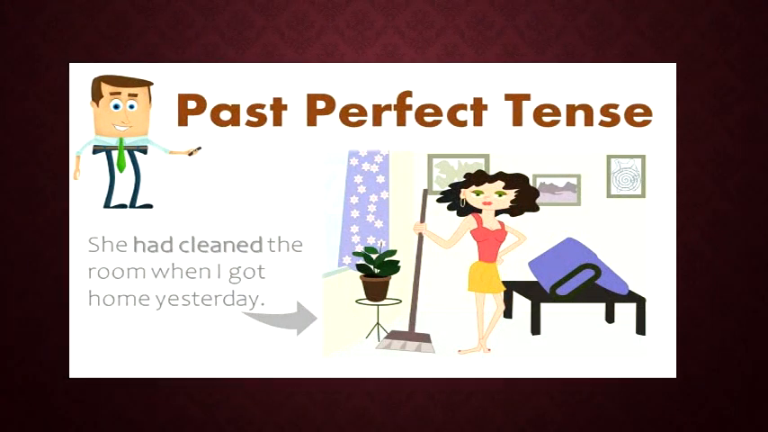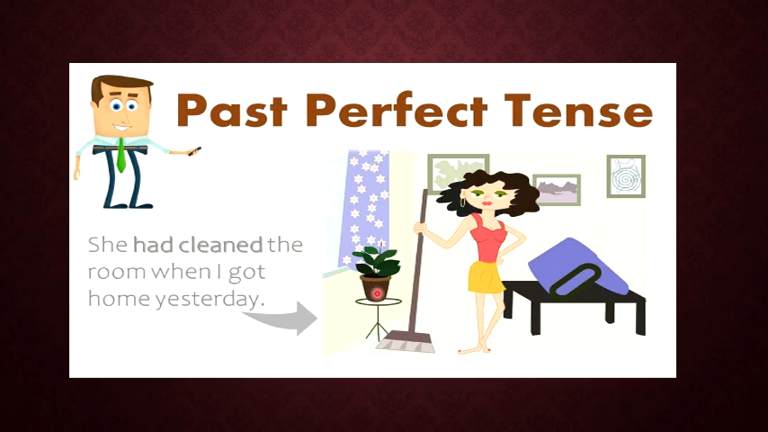Now see this example. She had cleaned the room when I got home yesterday. Now here if you see, there are two actions going on. What is the one action? One action is when I got home. And this is in simple past tense. We have done simple past tense in the previous session. And the other action is she had cleaned the room. So there are two things going on: when I got home, and cleaned the room.